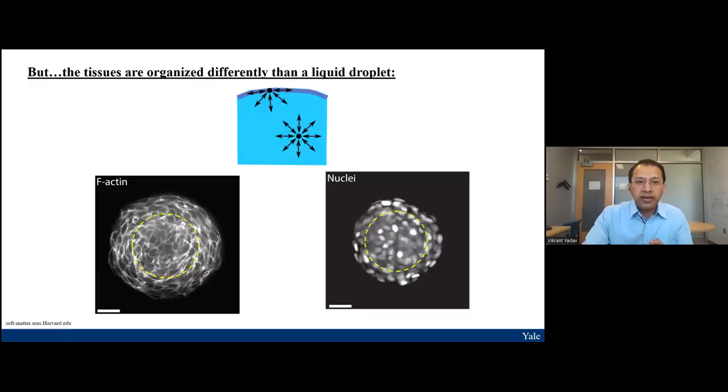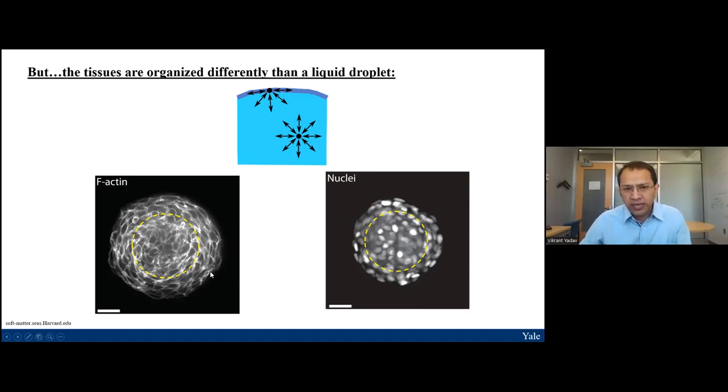When we made our aggregates and looked at them, the first thing that we noticed, which was also reported by Dolega, is that when you look at the structure of these aggregates, everyone has compared them to a liquid droplet, but the organization of material inside these aggregates is different from a droplet. For example, this is an aggregate that we are looking at, and here we have labeled the actin, so you can look at the surface of the cells. You can see that inside, these cells are quite rounded up, versus the cells on the edges, which are elongated.